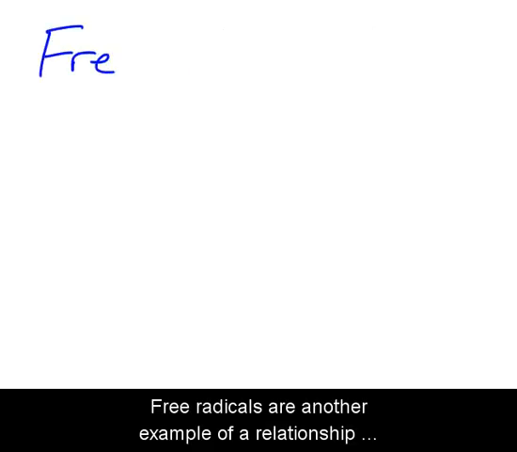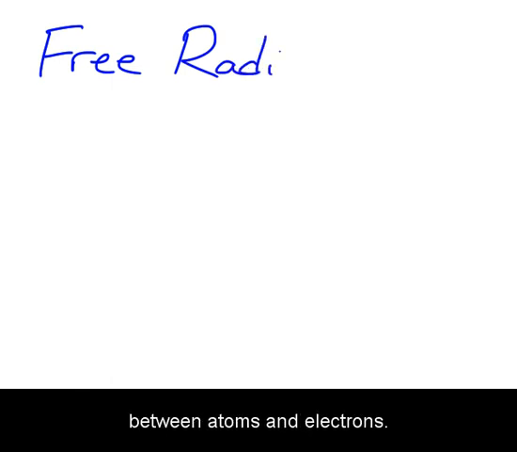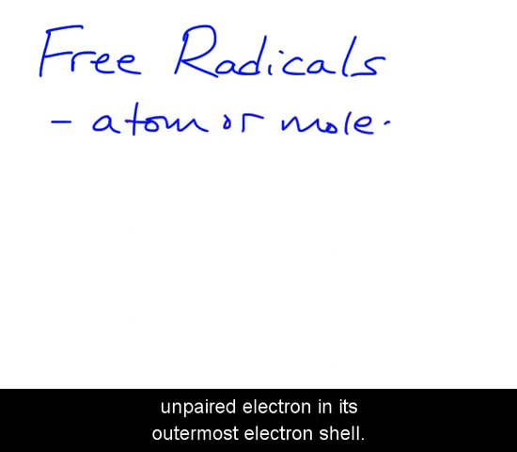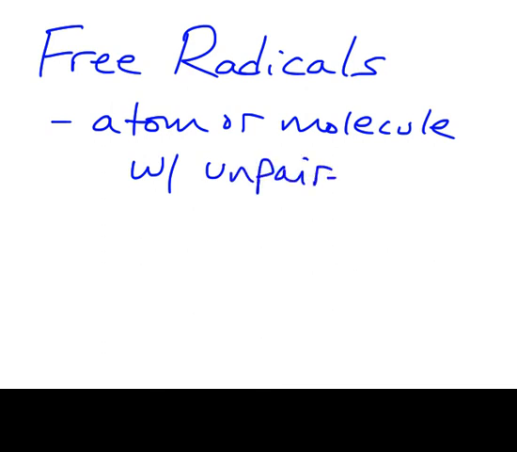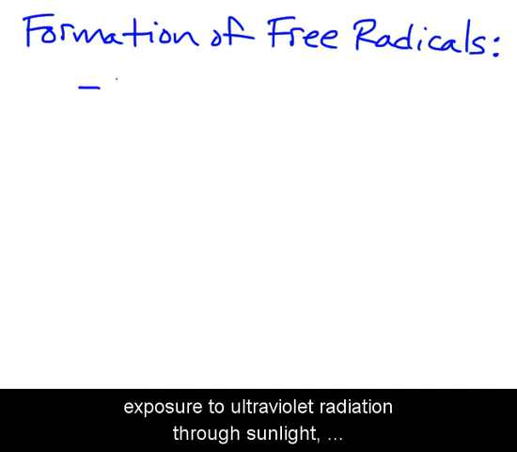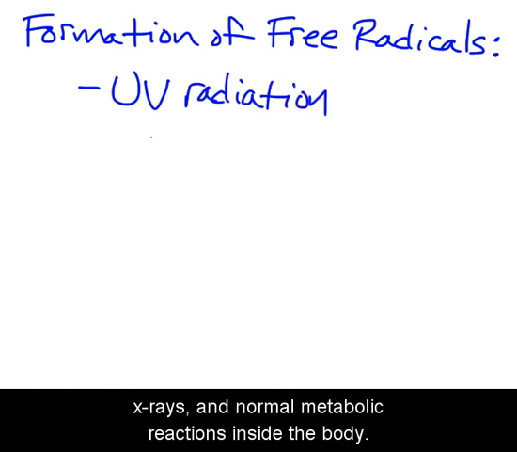Free radicals are another example of a relationship between atoms and electrons. A free radical is an atom or group of atoms having an unpaired electron in its outermost electron shell. They can form through a variety of ways, including exposure to ultraviolet radiation through sunlight, X-rays, and normal metabolic reactions inside the body.